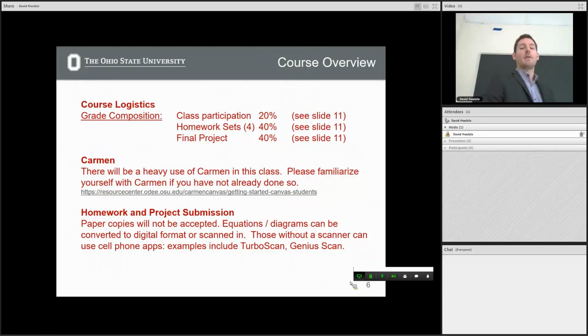Carmen, I haven't set this up yet. We have like a skeleton. I haven't published it yet. So it's all set up. It just needs to be published. But you'll be using Carmen, and homework and project submissions will all be done on Carmen. So I won't be taking any paper copies of your homework sets.